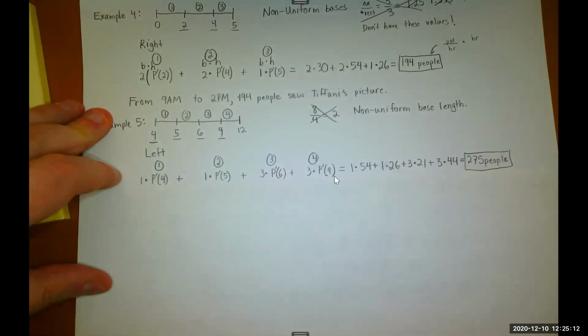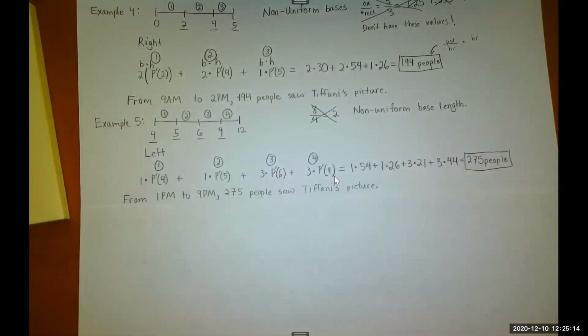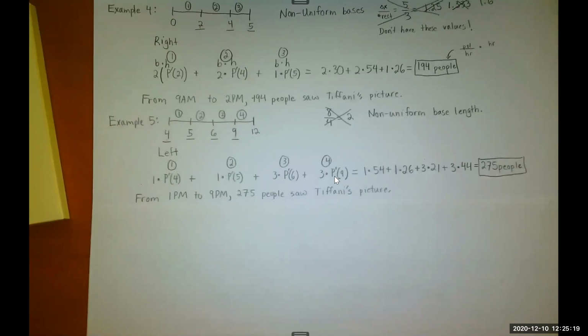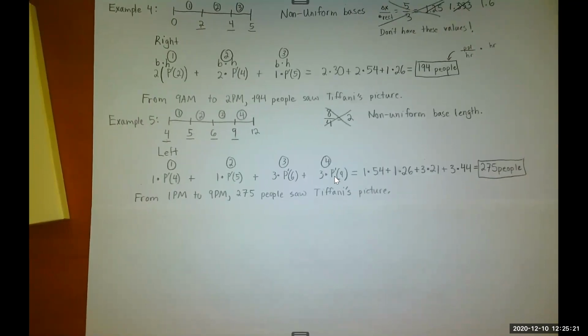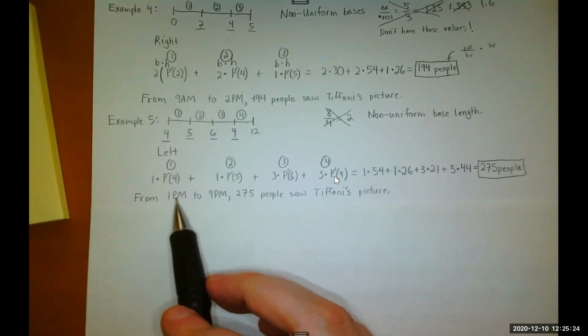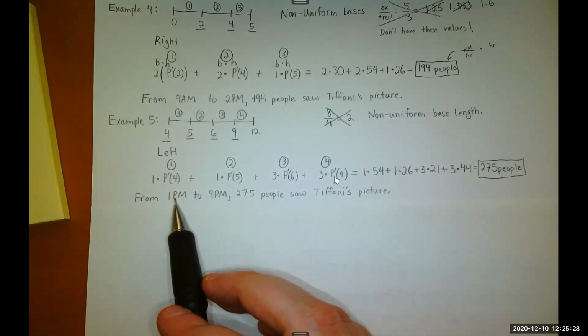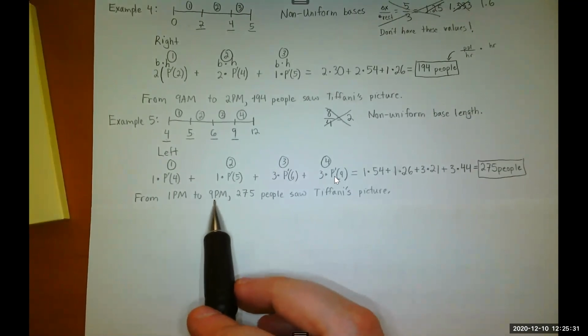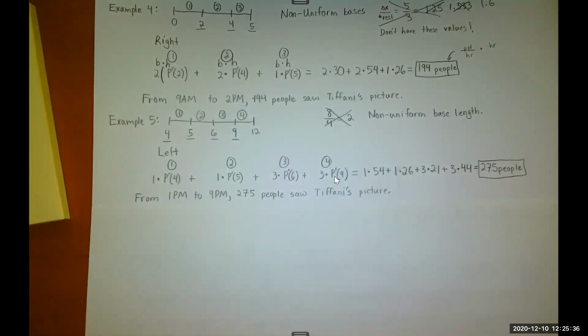Okay, so that was example 5. No, it wasn't. Make sure you go back and read the problem. We didn't interpret. So notice again, I'm going from 4, which is 4 hours after 9, which I'm pretty sure is 1 p.m., until 9 p.m., which I'm pretty sure is 12 hours after 9 a.m., 275 people saw Tiffany's picture. I will pause once again here for questions.